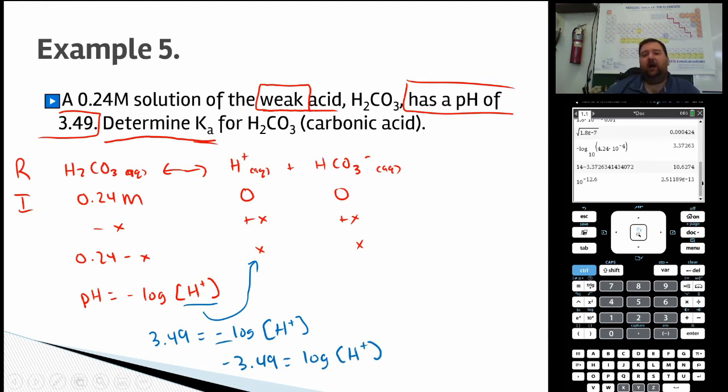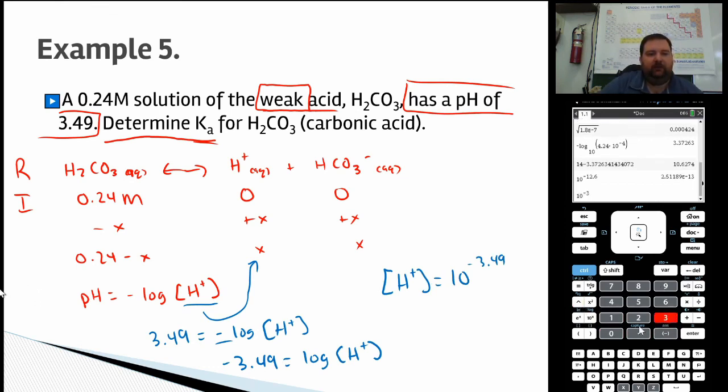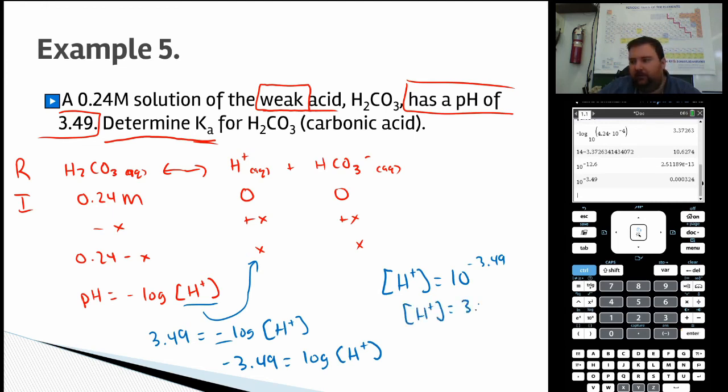And when I do the inverse log of it, or I convert to exponential form, what that leaves me with is my hydrogen ion concentration is equal to 10 to the negative 3.49. Let's plug this in our calculator. 10 to the negative 3.49 is 3.24 times 10 to the negative 4. So there we go. We have this magic number here. Well, with that, we know that this and this are the same. We can actually start to plug them in, right?